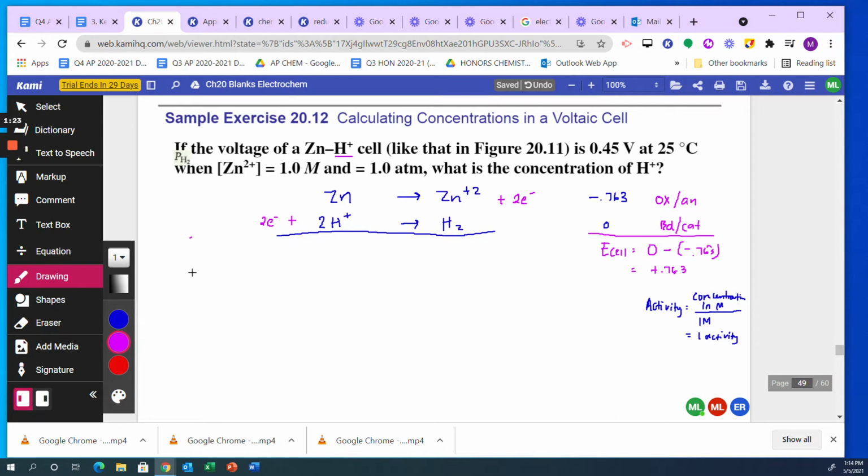So I'm going to write zinc plus 2H plus makes zinc plus 2 plus hydrogen gas. Okay, so this is a solid. You don't put that into the K equilibrium expression. This is aqueous, and this is a gas. Okay, and so they told us that zinc plus 2 is 1.0 molar.